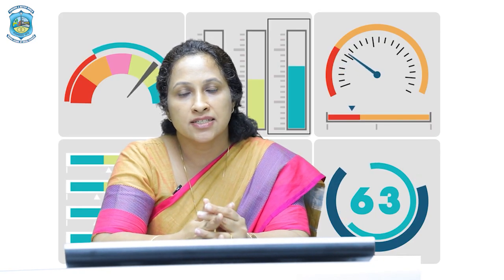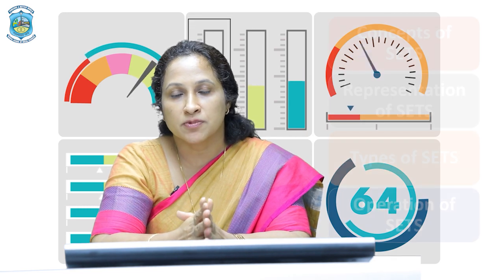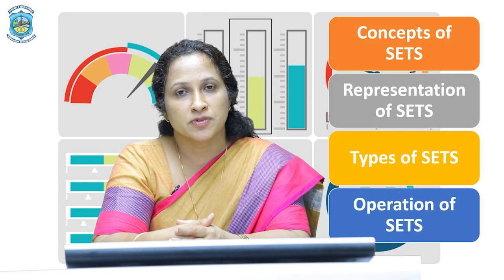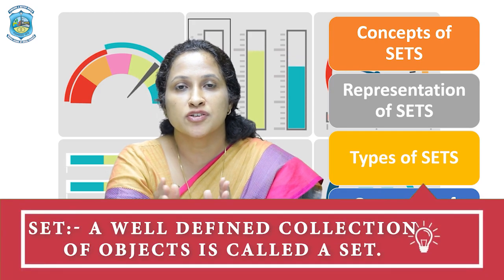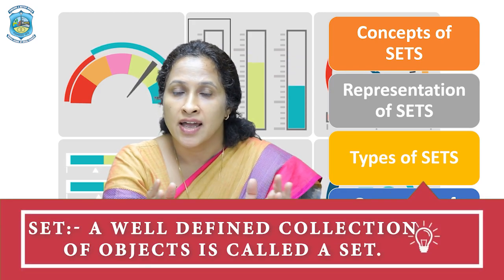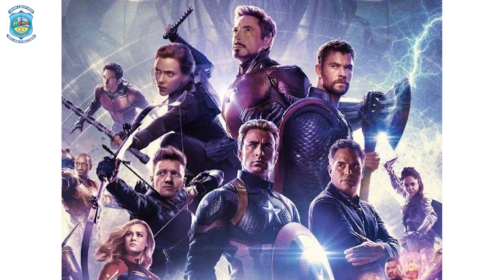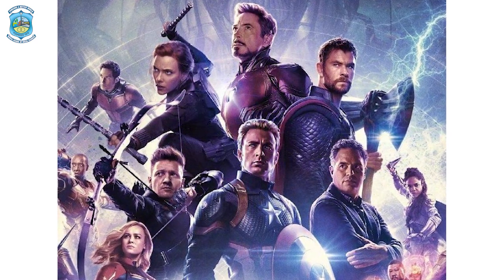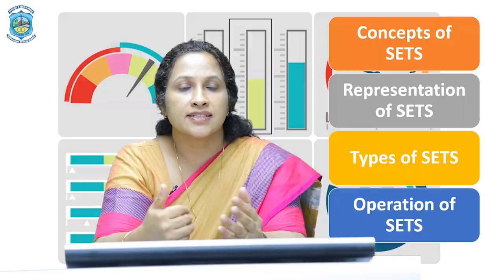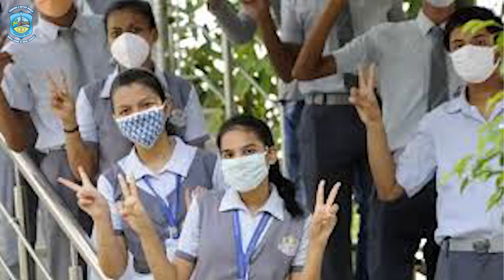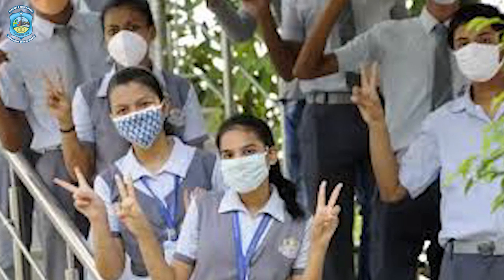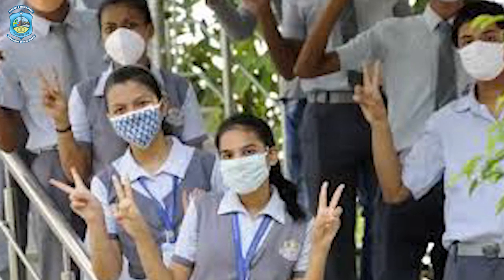So, what all we learnt in this module? We learnt about the concept of sets. Let us just recap the concept of sets. A well defined collection of objects is called a set. An example we cited was the number of Marvel movies a child has got. A collection of Marvel movies is called a set. Another example could be the number of girls in a particular class. Say the number of girls in 11th A is called a set.